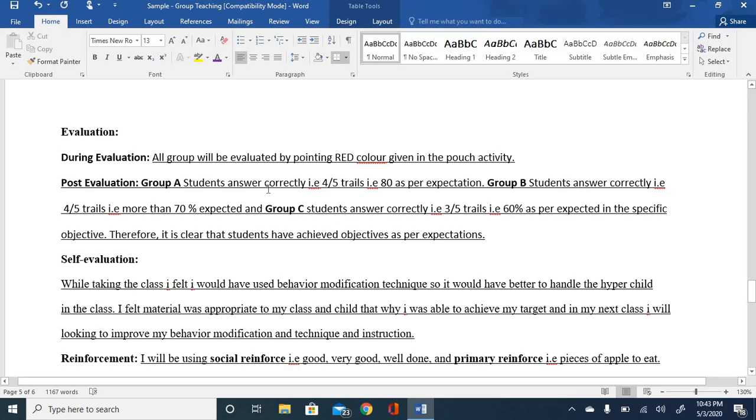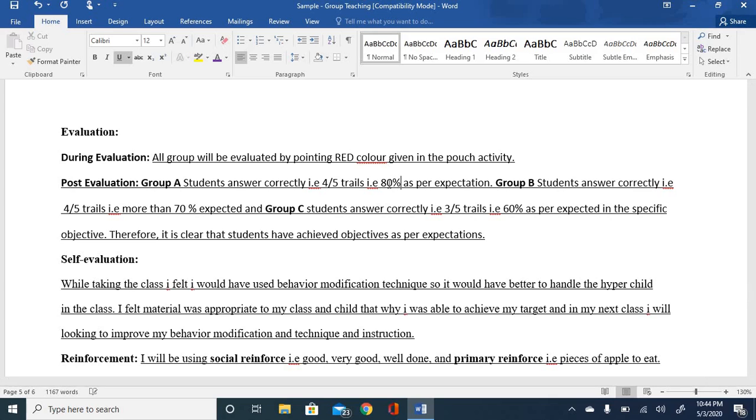So group A student answered correctly 4 by 5 trials. That means out of 5, he has answered 4 times correctly, and it is 80%. That means, as per the expectation which you have decided in the specific objective, group B student answered correctly 4 by 5. This is more than my expectation. That means 70% above. My expectation was only 70%, but he has done more than 70%.